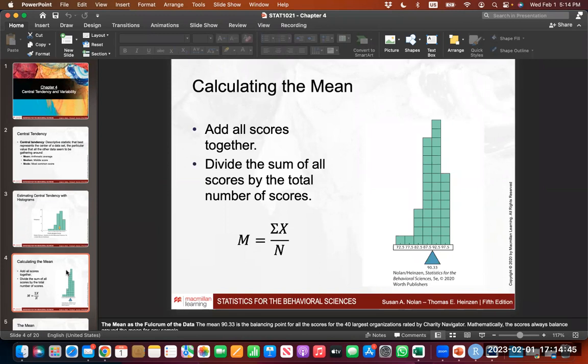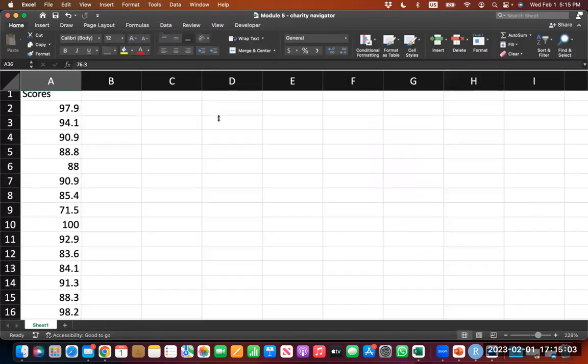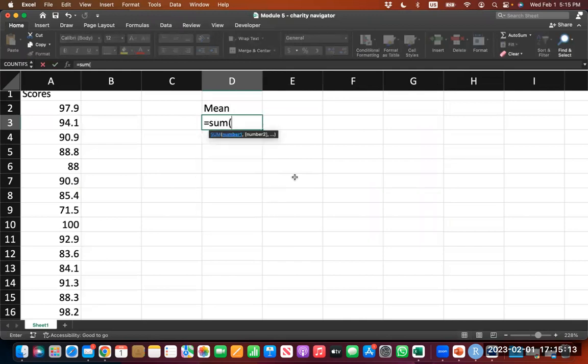But for now, it's the sum of all individual X values divided by the number of entries, which is N. N always indicates a sample size or a number of observations. So when you're doing that, you basically need to do nothing else in Excel but, okay, let's calculate the mean. The mean is here the sum, and that is done in Excel with the SUM function.